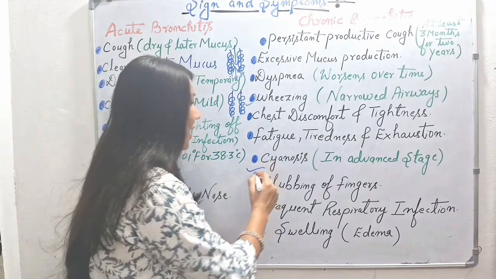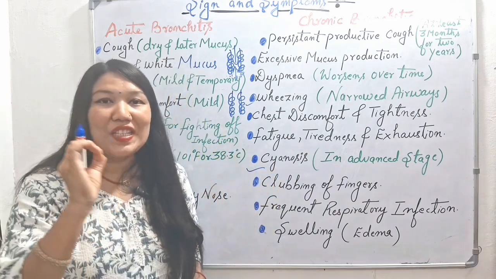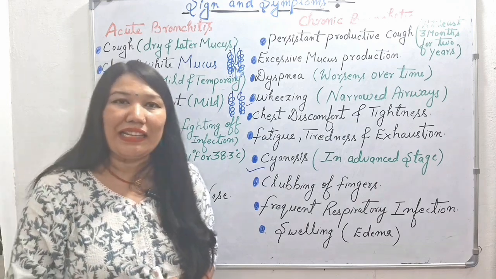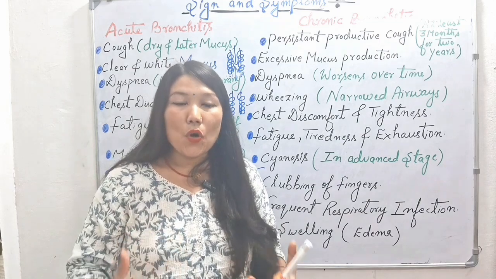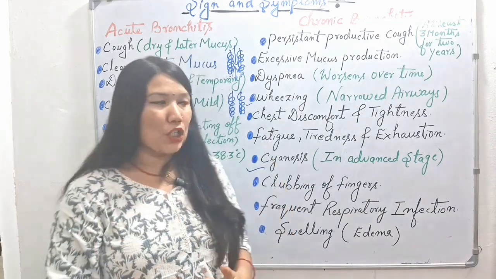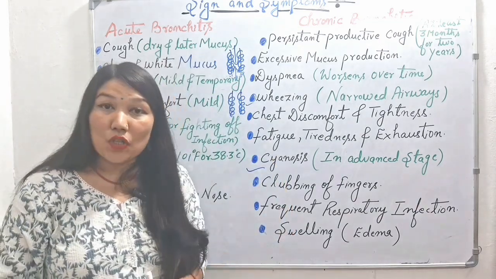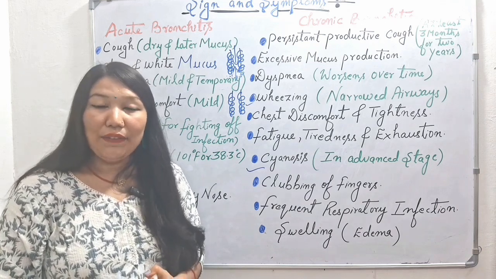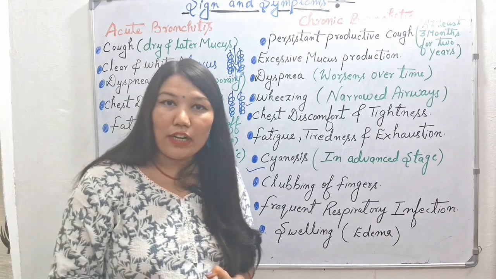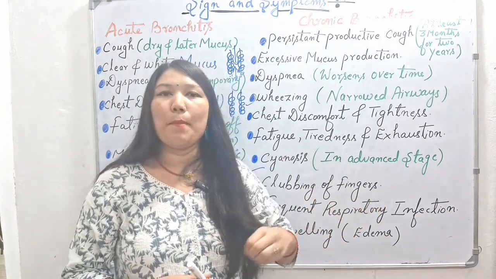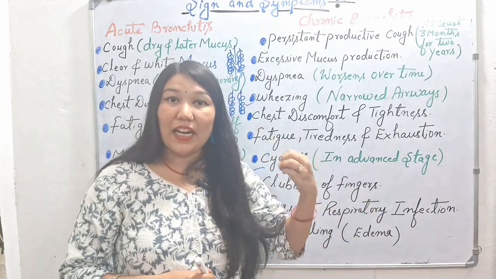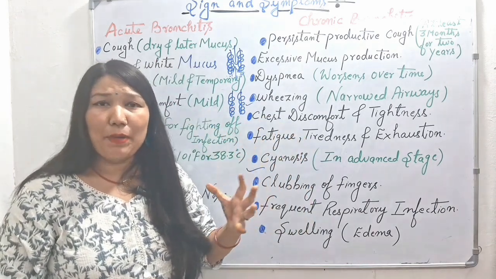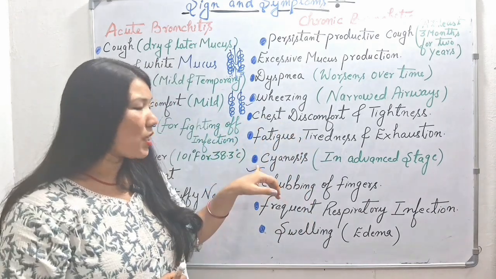Next we have cyanosis. This cyanosis means bluish discoloration of the body. So a bluish discoloration is seen in the lips, in the fingers, in the toes and in the skin of the patient. This cyanosis condition comes in the advanced stage of chronic bronchitis. If chronic bronchitis converts into the COPD condition or into a very dangerous respiratory condition, then the patient will suffer from cyanosis.